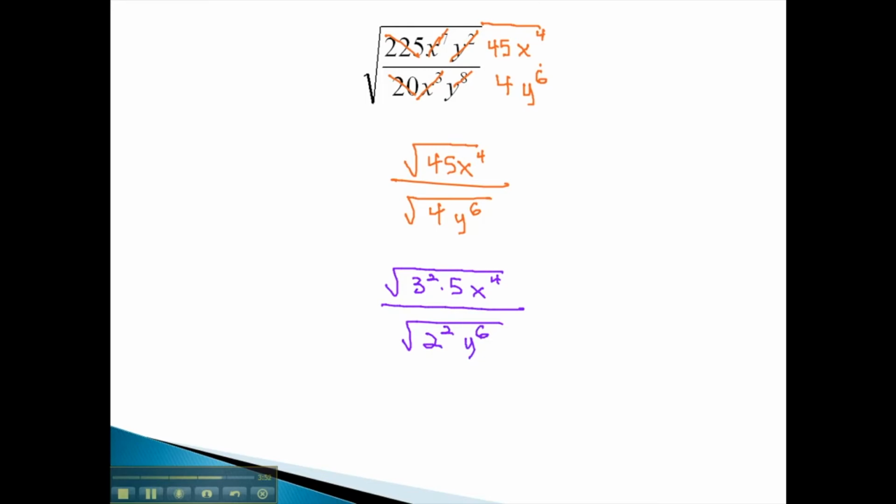We can now simplify by dividing our exponents by the index. 3 squared comes out as 3 to the 1st. We can't simplify the 5 because there's no exponent, but x to the 4th divided by the index of 2 gives us x squared. In the numerator, we have 3x squared, and inside the radical, we're left with a 5. In the denominator, 2 squared can come out as 2 to the 1st, and y to the 6th can come out as y cubed. With no radical left, the denominator is 2y cubed for our final solution.